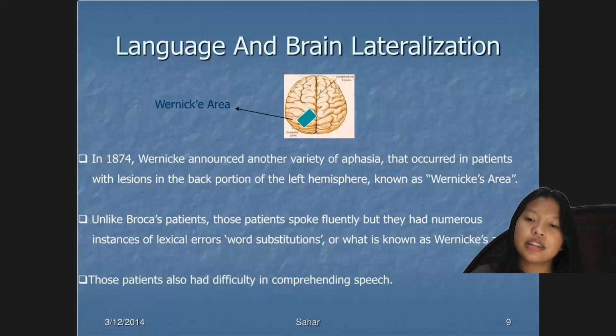In 1874, Wernicke announced another variety of aphasia that occurred in patients with lesions in the back portion of the left hemisphere, known as Wernicke's area. Unlike Broca's patients, those patients spoke fluently, but they had numerous instances of lexical errors or substitutions, what is known as Wernicke's aphasia. Those patients also had difficulty in comprehending speech.